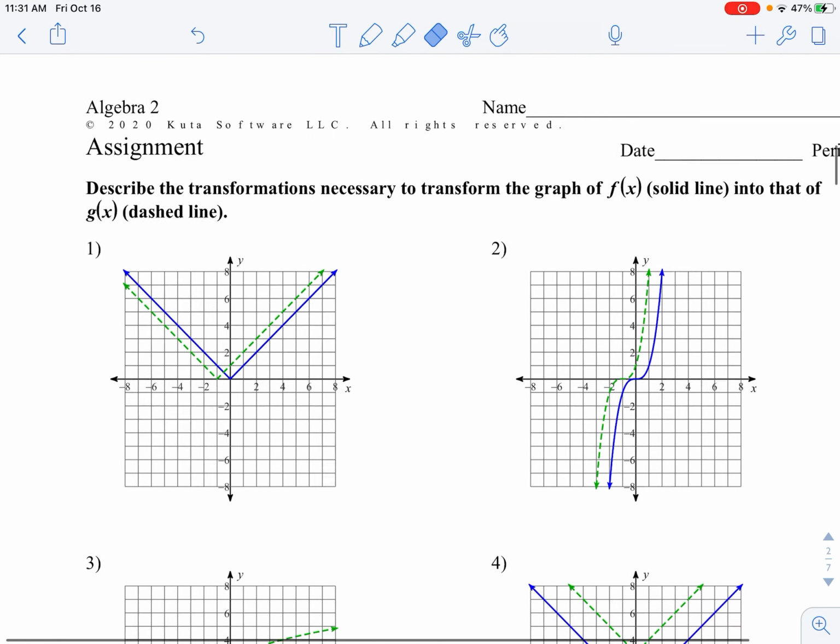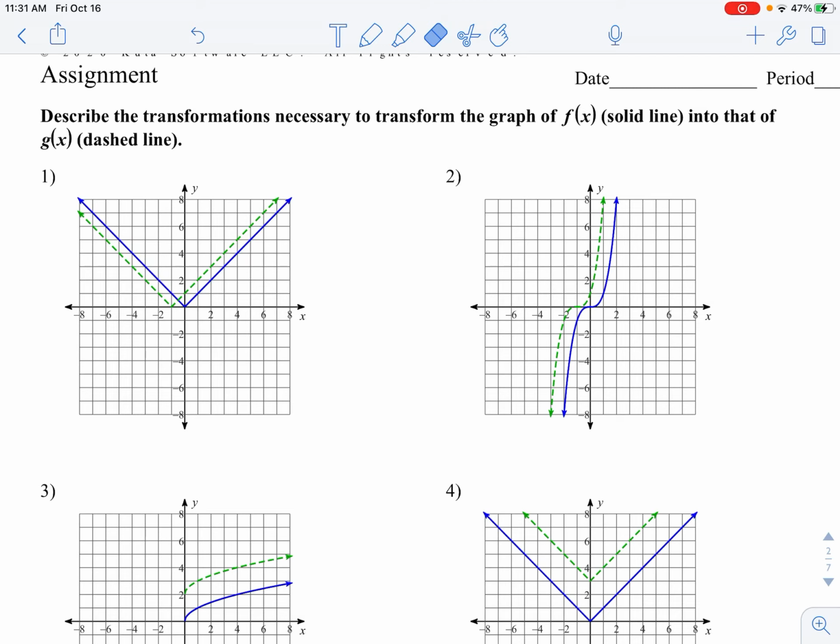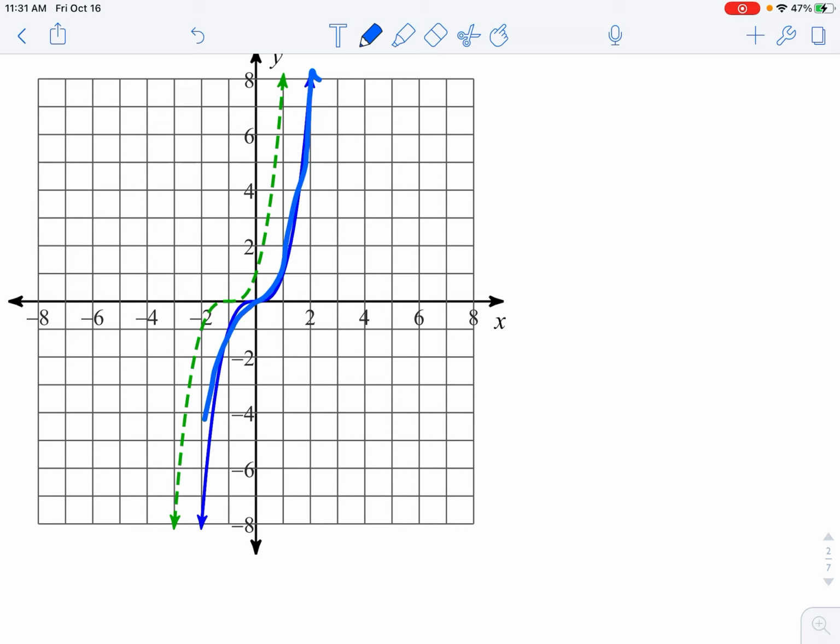All right. So in the first set of problems, we're actually going to write a sentence or a small phrase. Describe the transformation necessary to transform the graph of f of x, the solid line, into that of g of x, the dashed line. So this blue line right here, what do you do to it to make it look like the green dotted line there? What is happening? Well, to me, it looks like this graph has gone that-a-way. That-a-way would be left. And how far to the left did it go? To me, it looks like it went here to there, which is just one place.